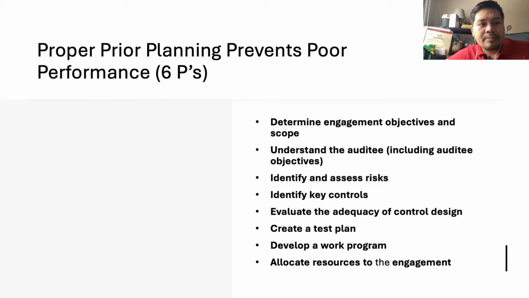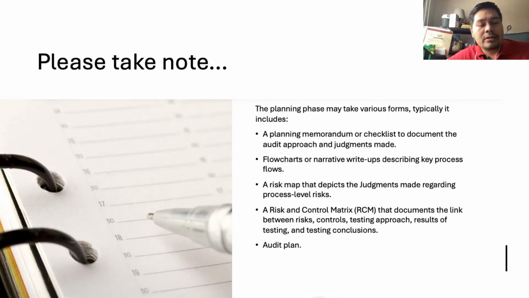So guys, that's the proper prior planning prevents poor performance, also known as the 6 Ps. So now we go to another; we also need to take into consideration the following. The planning phase may take various forms. Typically it also includes, here we bulleted some of the items.